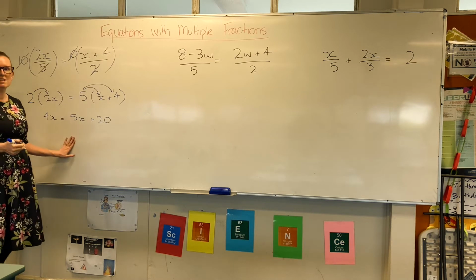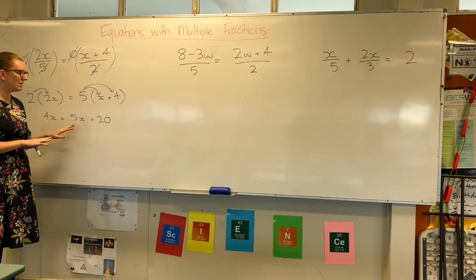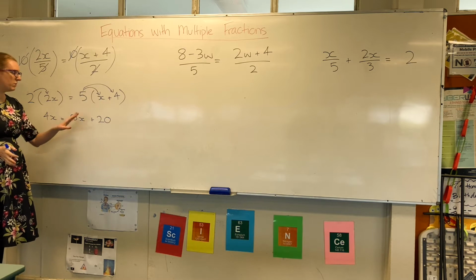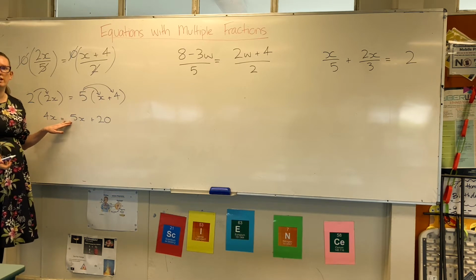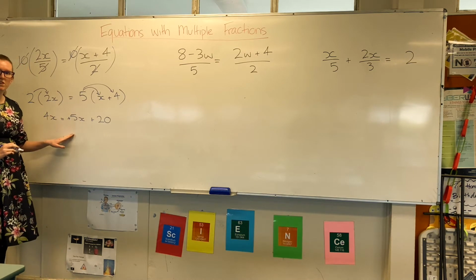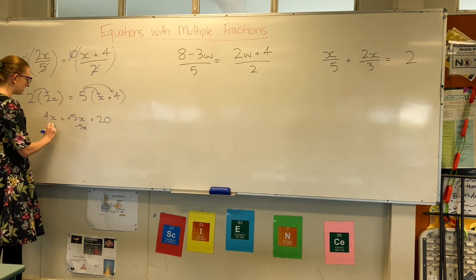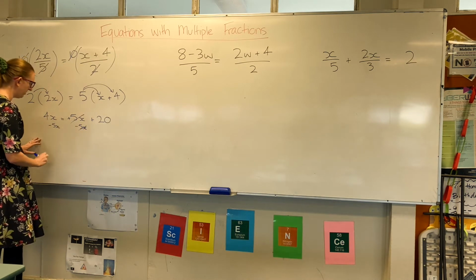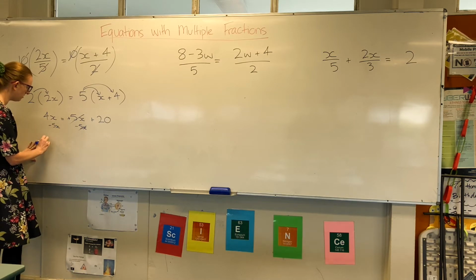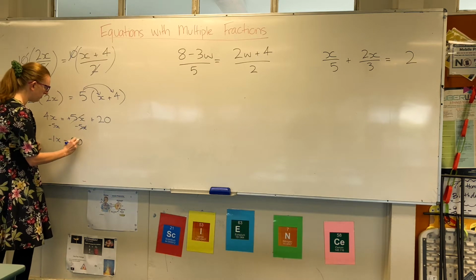Now, a lot of people get stuck when it comes to trying to move a 5x. Our goal isn't yet to break it up, we just want to move it. So is this a positive 5 or a negative 5? Positive. So how do you move a plus 5x? You minus 5x. Minus 5x. So they've cancelled out. So now I've got 4x minus 5x gives me negative 1x. I don't actually need to put that 1 in there, but anyway.